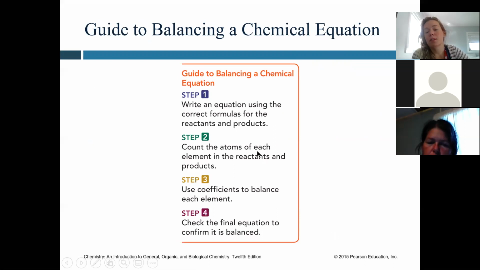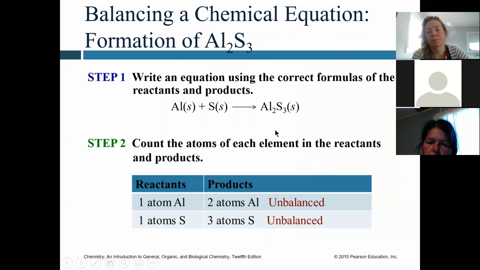You want to count the numbers of atoms on each side, on the reactant side and the product side. And then we use coefficients. So we use numbers in front, which act as multipliers to balance each element. And then we check to make sure at the end that it is in fact balanced. Again, we don't want to change subscripts.